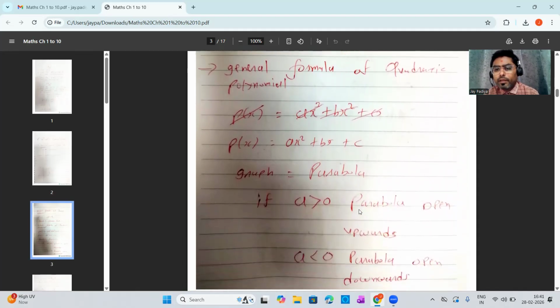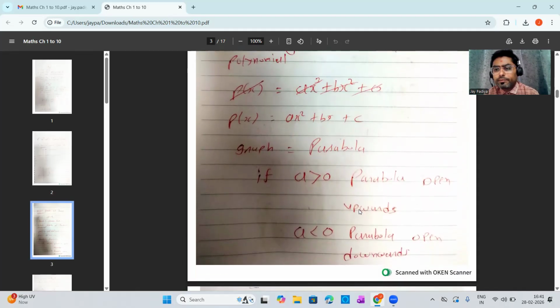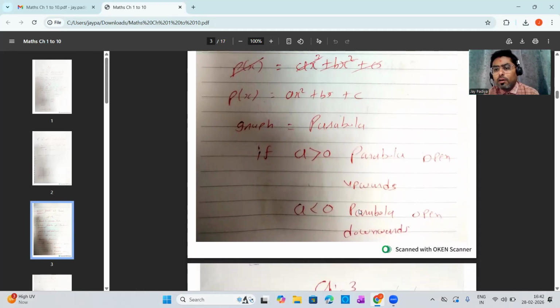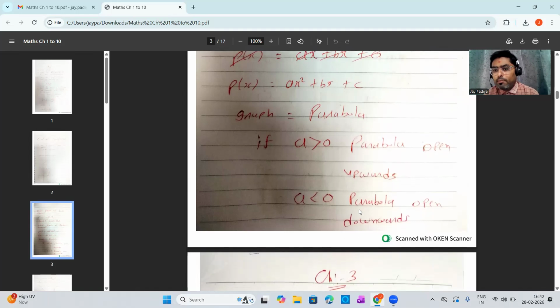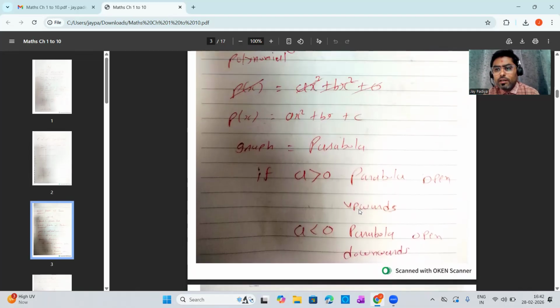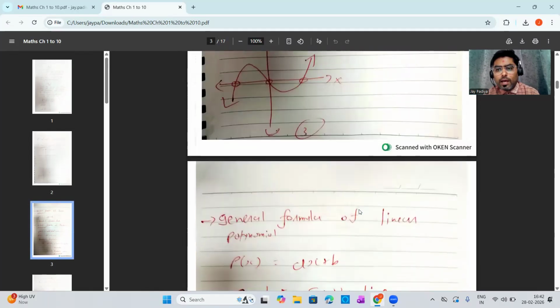Okay, ax square plus bx plus c. The graph of that, ax square plus bx plus c, is a parabola. Over here there are two kinds of parabola, right? If the coefficient of x square, meaning a, is greater than 0, then the parabola always opens upwards. And if a is less than 0, then the parabola opens downwards.